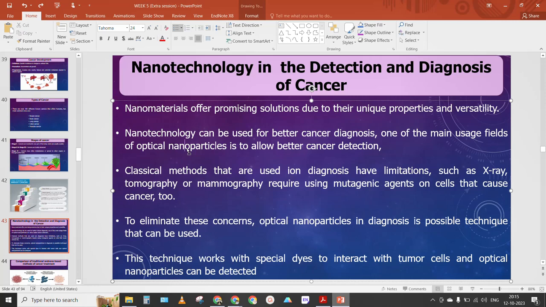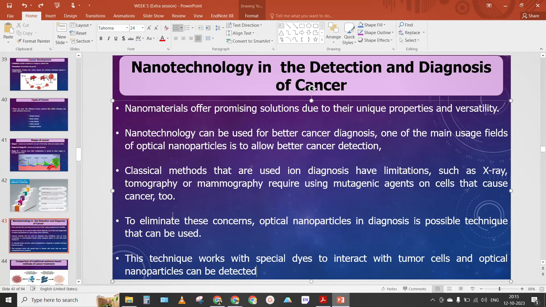Then classical methods that are used in diagnosis have limitations, such as X-ray, tomography or mammography. They require using mutagenic agents on cells that can cause cancer too. To eliminate these concerns, optical nanoparticles in diagnosis are a possible technique that can be used. This technique works with special dyes that interact with tumor cells so that optical nanoparticles can be detected. I've told you, special dyes are used to interact with tumor cells. These dyes are DID dye, propidium iodide, magnesium chloride dye, and a lot of other dyes.